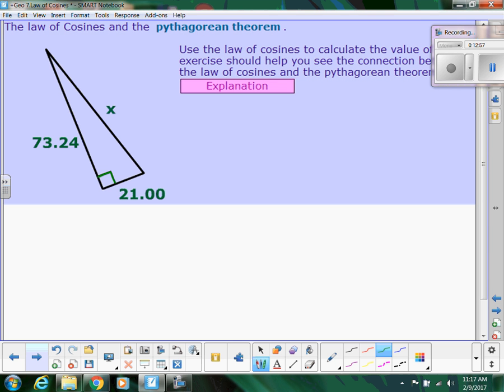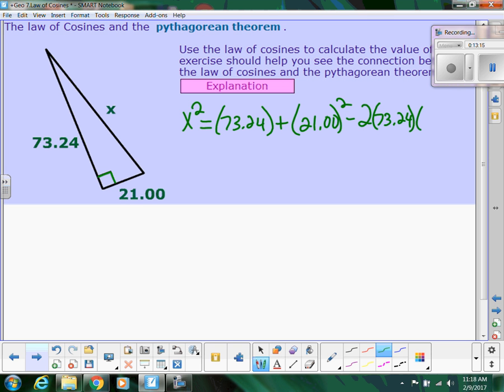All right, so we have, if this is our a squared, and then we have our b squared plus our c squared minus 2bc cosine of our angle, which is 90 degrees. Okay, so, I forgot my squared.